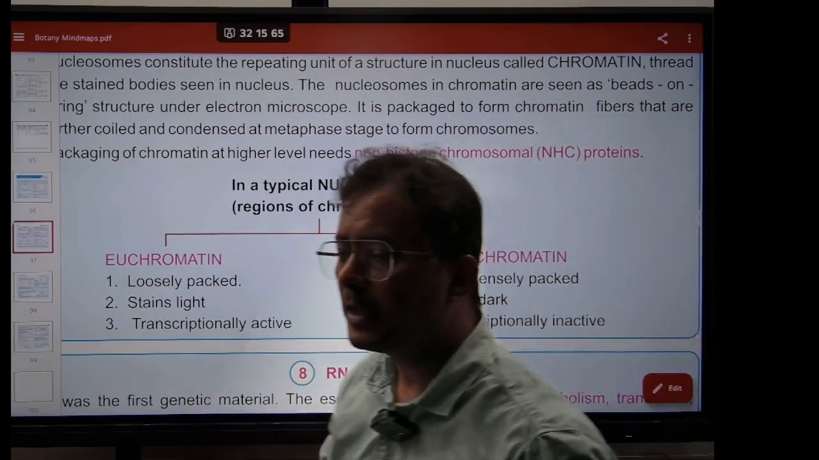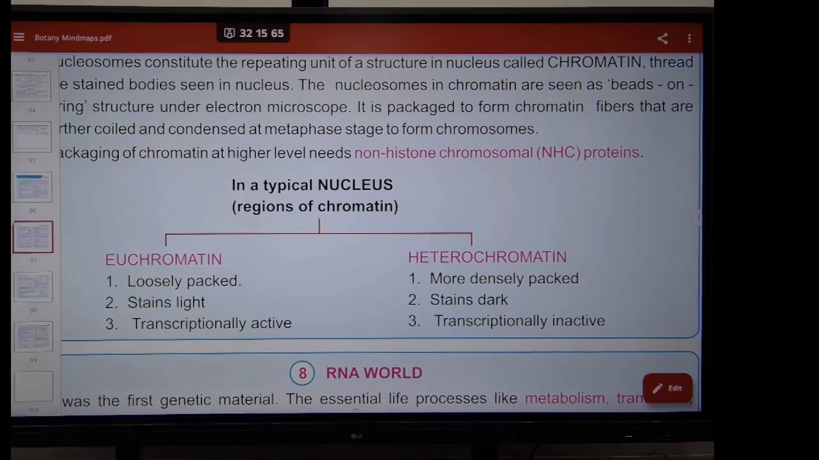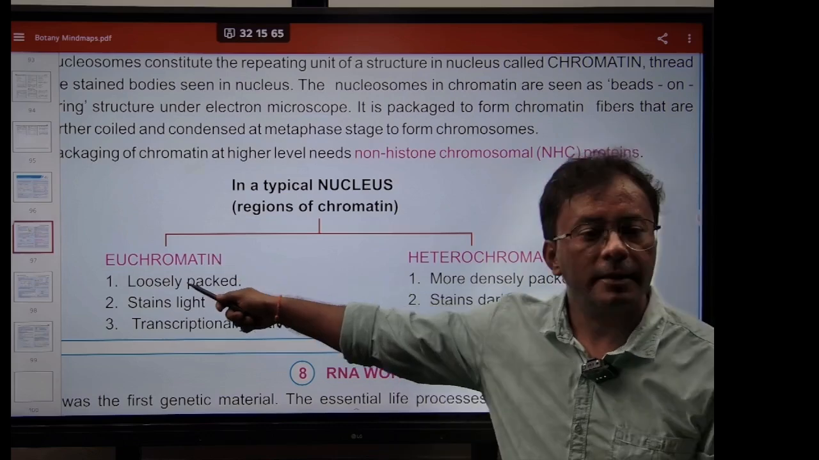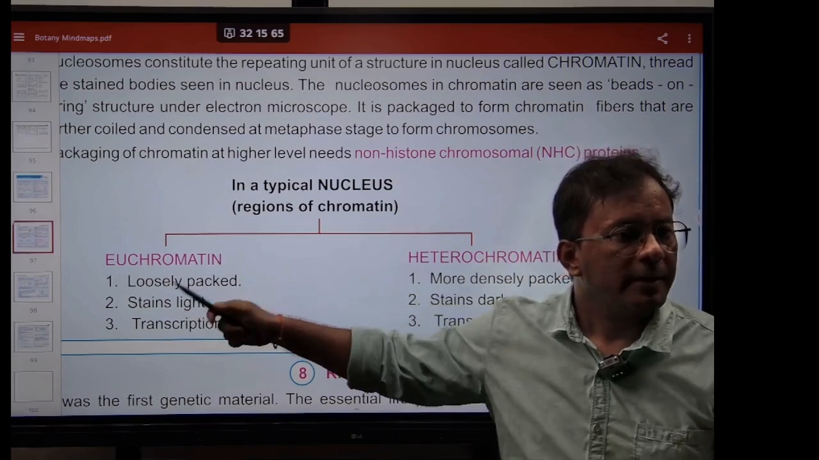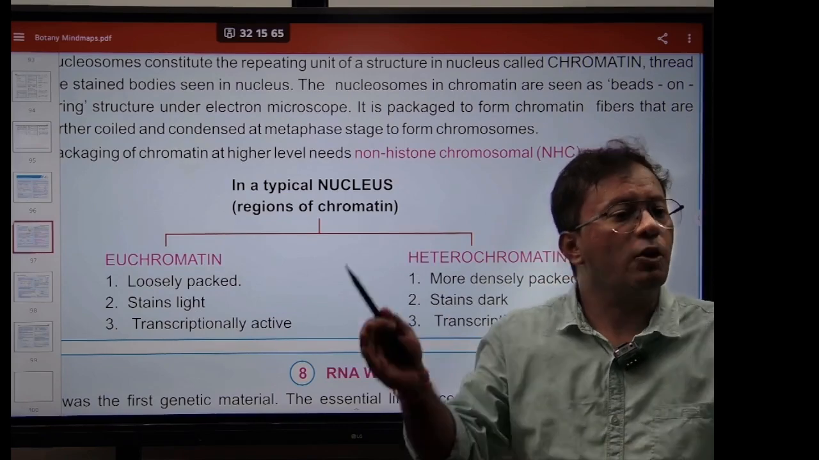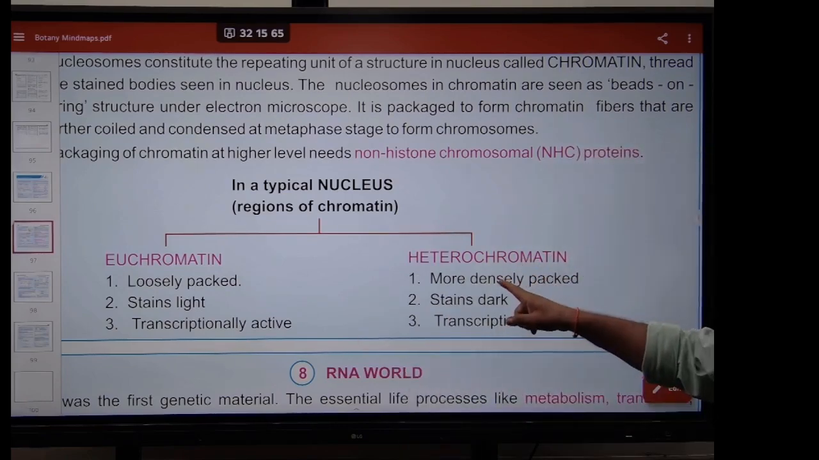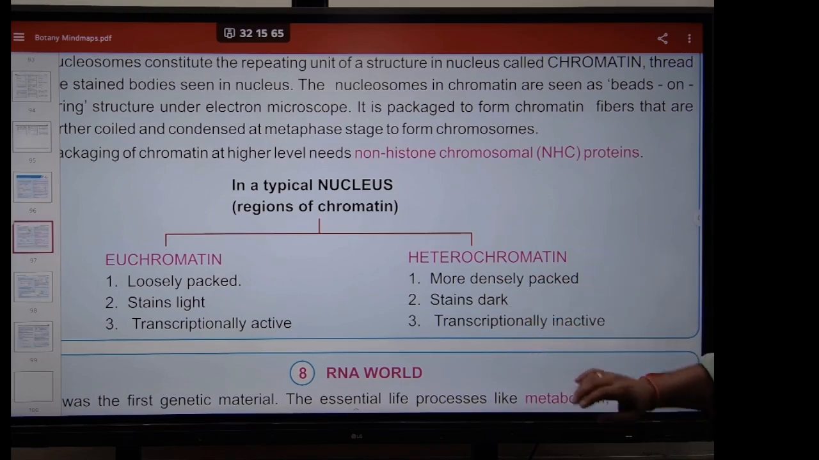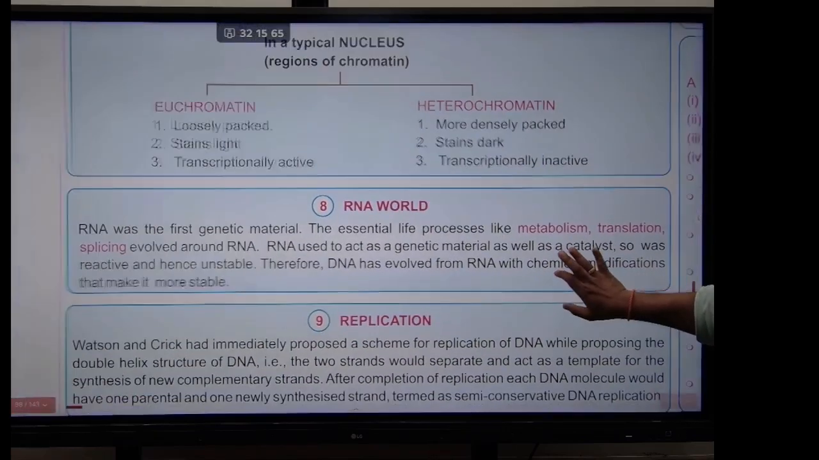There are two types of chromatin: one is euchromatin, the other is heterochromatin. What is euchromatin? It's loosely packed, and when you stain with specific dyes, it appears light, and it is transcriptionally active, which means the DNA which is used to synthesize proteins is always in the form of euchromatin. The DNA which is not useful at the time is compactly packed, which is called heterochromatin: it is densely packed, stains dark, and is transcriptionally inactive. Am I clear about this? Right?